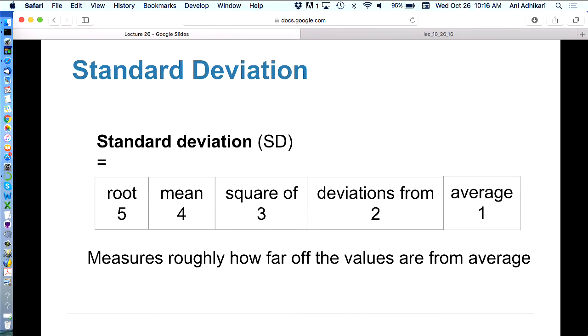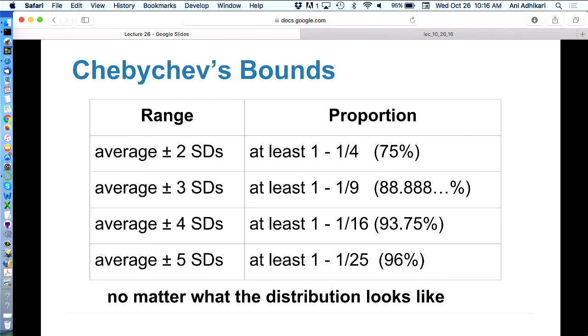So then, of course, not all the values are right at average. Some are below, some are above. The SD gives a sense of how far off the values are from average, and that's a rough statement. It is made more formal by the statement that no matter what the distribution looks like, the bulk of the entries are in the range average plus or minus a few SDs.